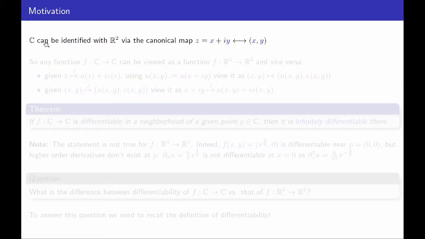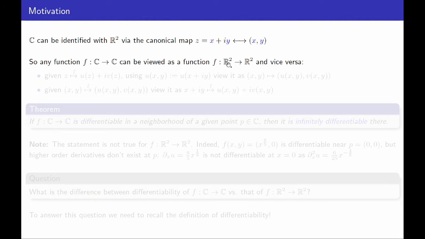The complex plane can be identified with R2 via this canonical map. So if we have a complex number z given by x plus iy, where x is the real part and y is the imaginary part, we can view this as an element of R2 with coordinates x and y. And vice versa. Any element of R2 with coordinates x, y can be written as a complex number x plus iy.